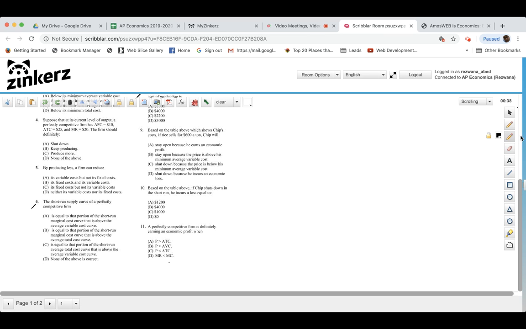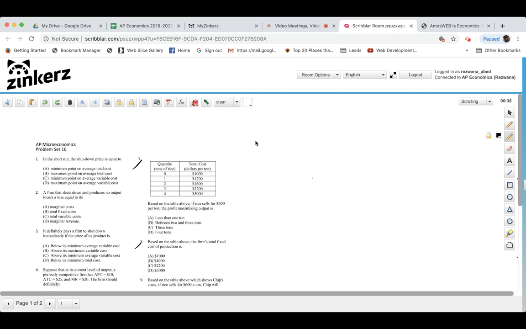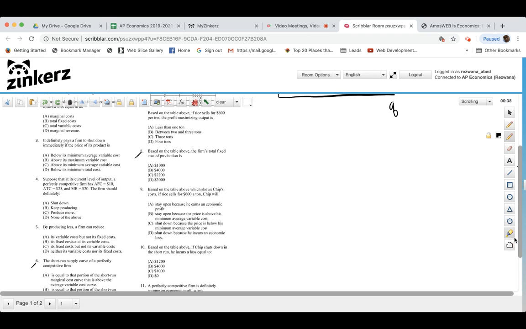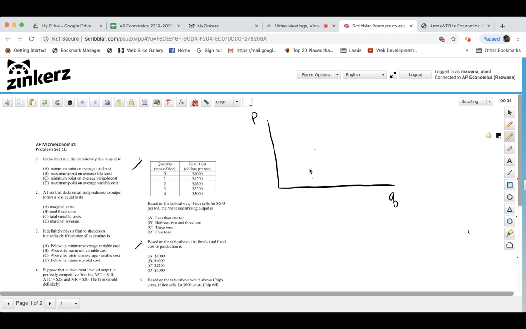We briefly talked about this. I touched upon this yesterday when we were doing this graph with all the different levels of price. Number 6 is basically asking you the short run supply curve of a perfectly competitive firm. Like, what does that look like? Okay, so we can do it. Let's do it this way.